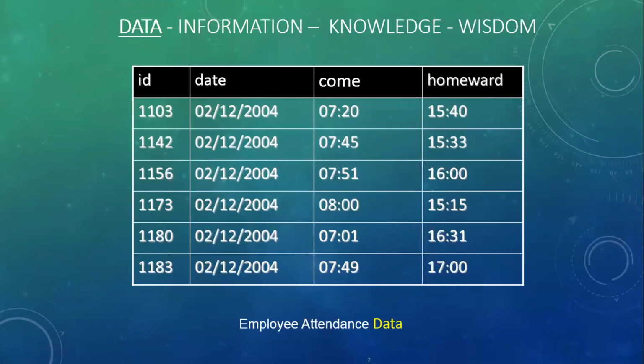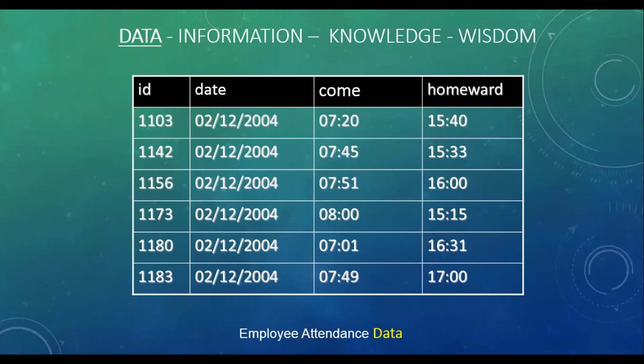So we have an example here for this data. This is the employee attendance data. From this table, we can see that some come late and go home earlier. Does it mean bad worker? No.